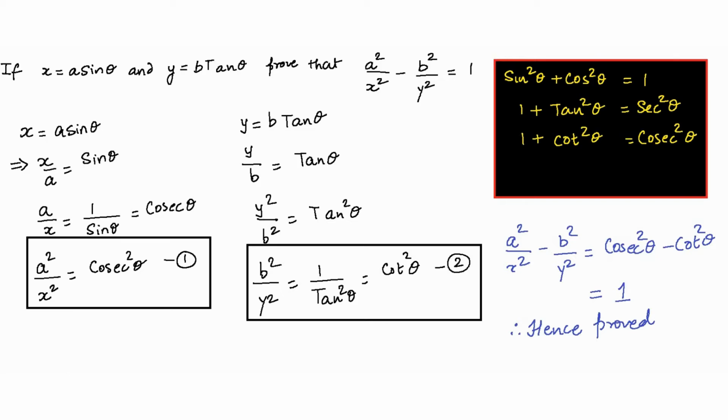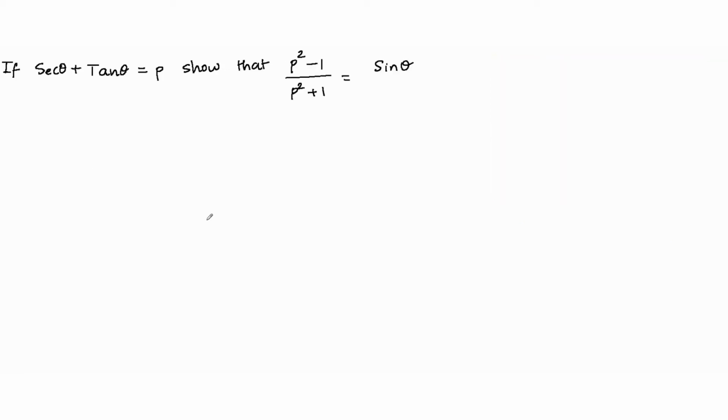Okay, let's continue with the next question now. Sec theta plus tan theta is equal to p. Show that p square minus 1 divided by p square plus 1 is equal to sine theta.